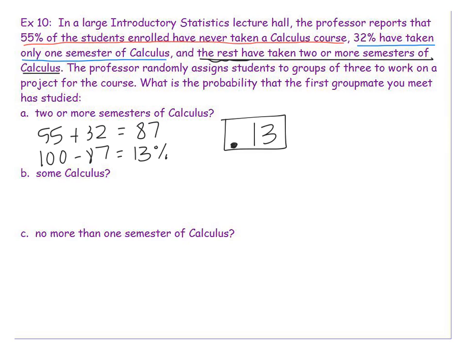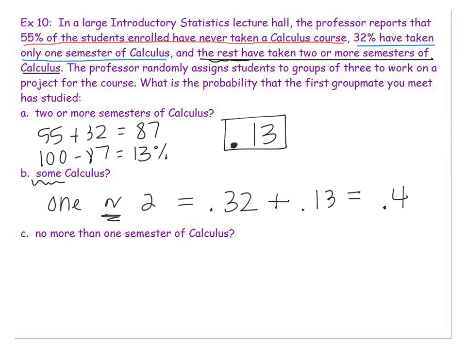So, the next question, what's the probability the first groupmate you meet has studied some calculus? Well, some calculus means they might have taken 1 semester, or they might have taken 2 semesters. So when we look at it that way, I'm inserting the word or here. And we've already learned that the word or means add. Well, what was the probability that they took 1 semester? If we go back and look at the blue here, 32% have taken only 1 semester. So 32% would be 0.32. Or means add. Those who have taken 2 or more semesters, we just found that number in part A, so that's 0.13, for a probability of 0.45. So again, or means add.